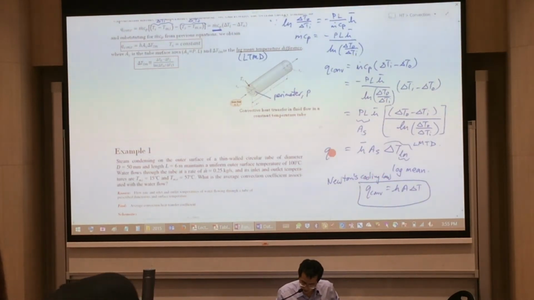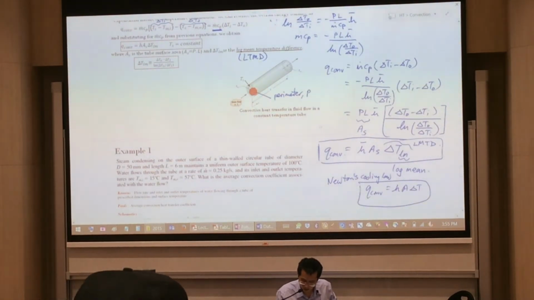And this equation over here refers to the heat that's transferred by convection. It's a more realistic case of heat that's transferred into your fluid because the h value is going to change along the way. That's why we have h bar.